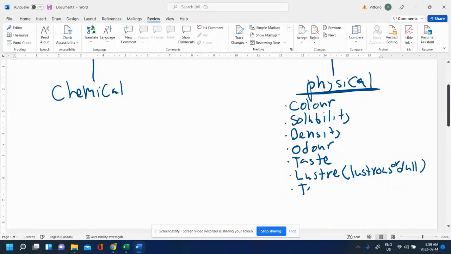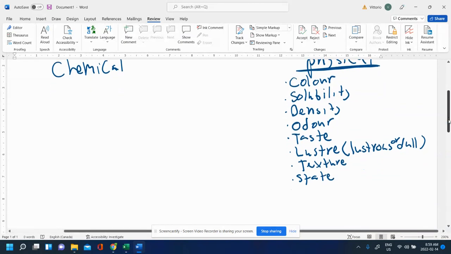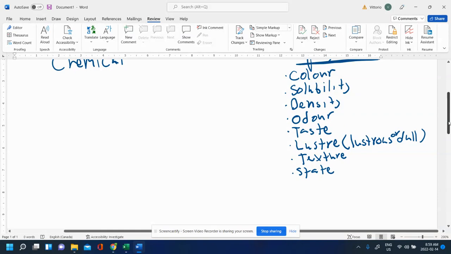You could describe the texture, for example. The texture, is it smooth or rough? You could describe the state. Is it solid, liquid, or gas? Because you're not changing what the substance is. You're just describing the state, solid, liquid, or gas. Is it a conductor or insulator? So conductivity.